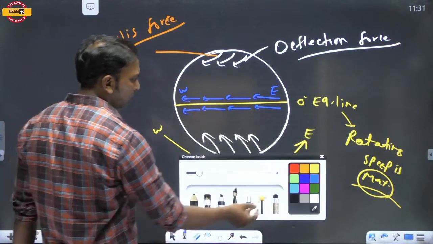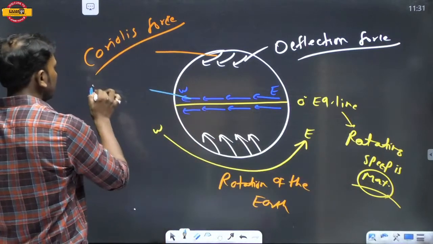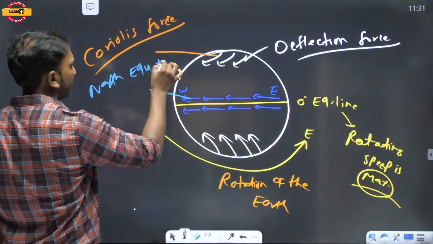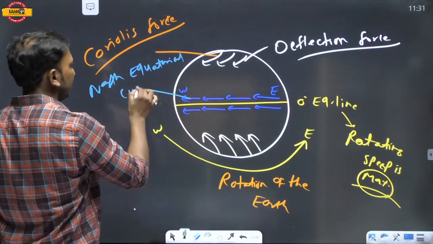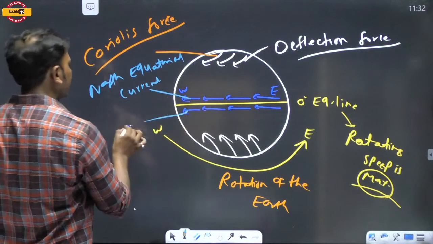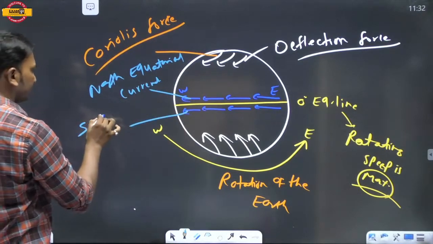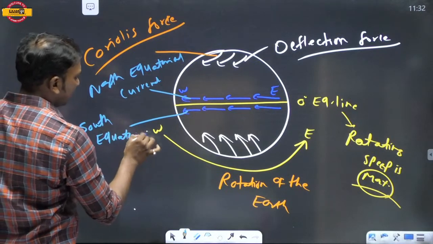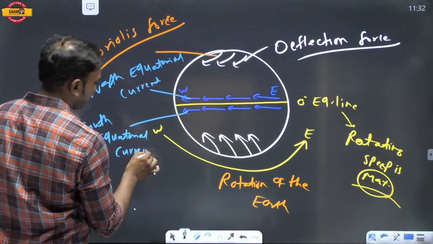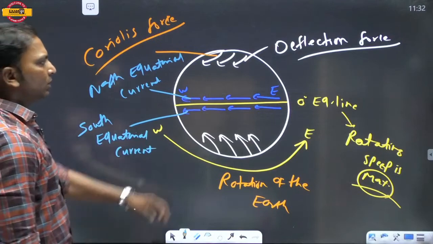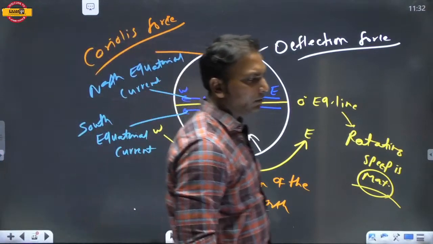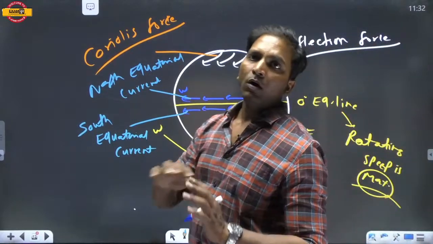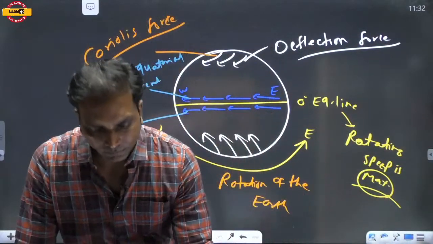And this one is the north equatorial current. There it is, north equatorial current, and here it is south equatorial current. Okay, so the north and the south equatorial currents originate by the rotation of the earth. You can see it is found in all oceans.